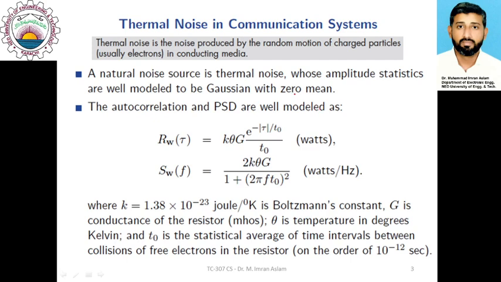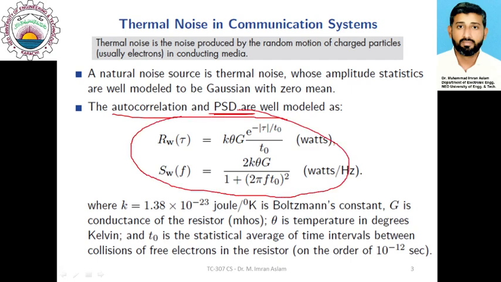We also know that there are other parameters related to random signals. The autocorrelation and power spectral density of noise are modeled by this formula, where K is the Boltzmann constant, theta represents the temperature, and G is the conductance of the resistance, whatever media you are using.